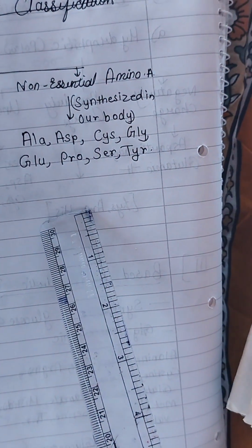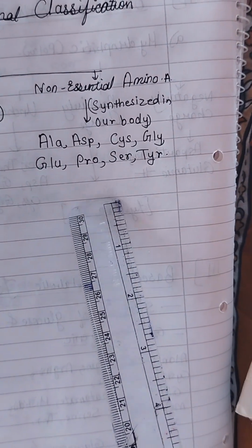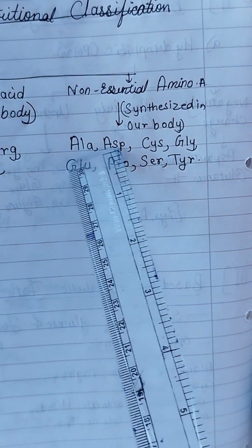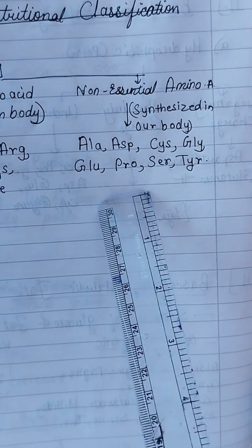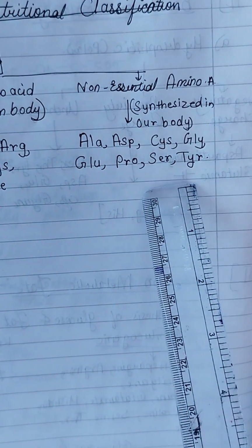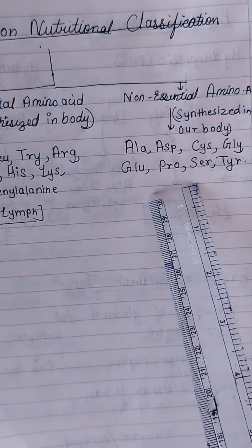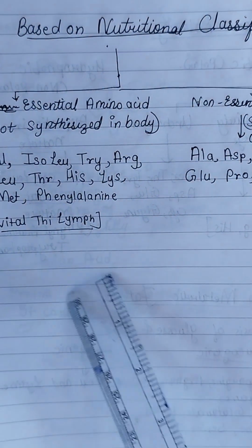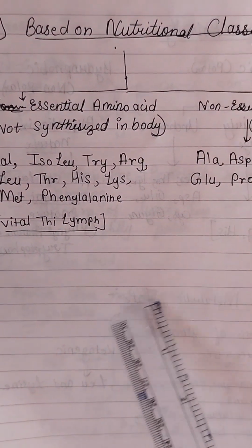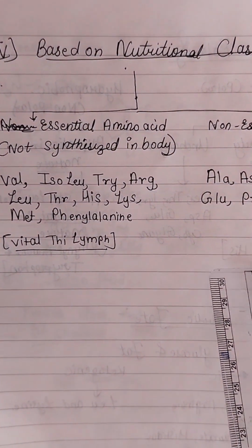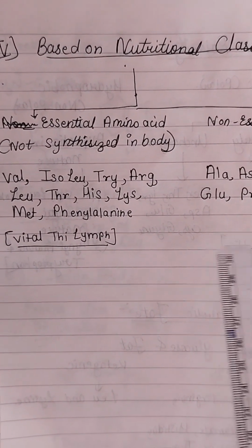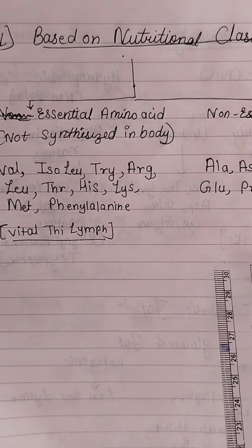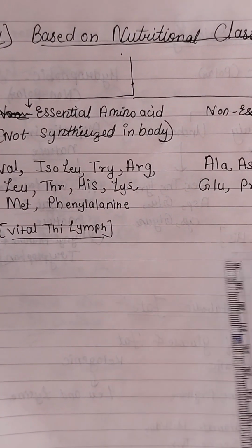And the non-essential amino acids are synthesized in the body. These are alanine, asparagine, cysteine, glycine, glutamate, proline, serine, tyrosine. So these are the non-essential amino acids. All these classifications, based on polarity, metabolic fate, structure and nutrition, cover only the 20 amino acids.